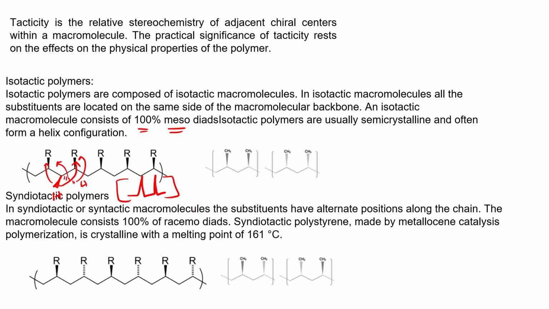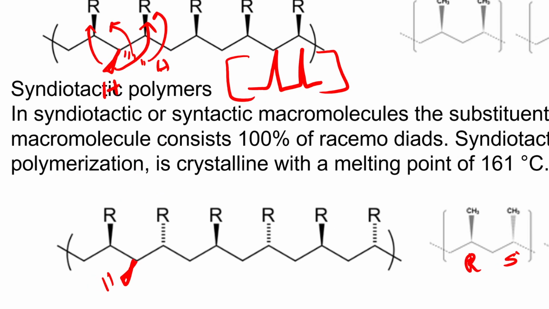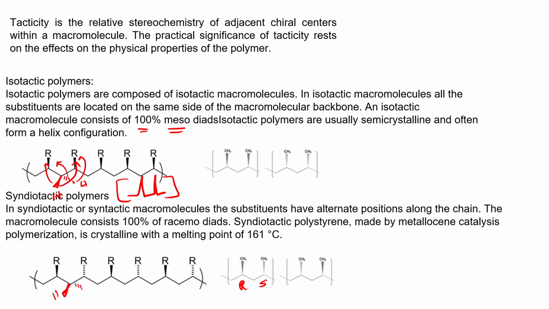Here it will be 100% racemic diads. Again, the way to decide is this stereocenter. Always try to find the diad, meaning two adjacent stereocenters. In this case, if one is R, the other will be S, so their relation is racemic. That's why they are called racemic diads. Now, if we compare the protons, here again you have this proton and this proton.